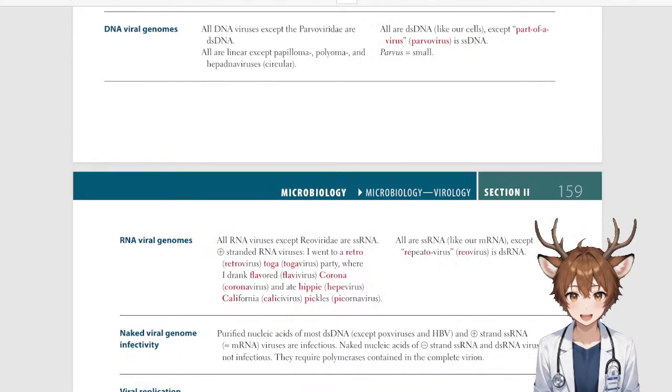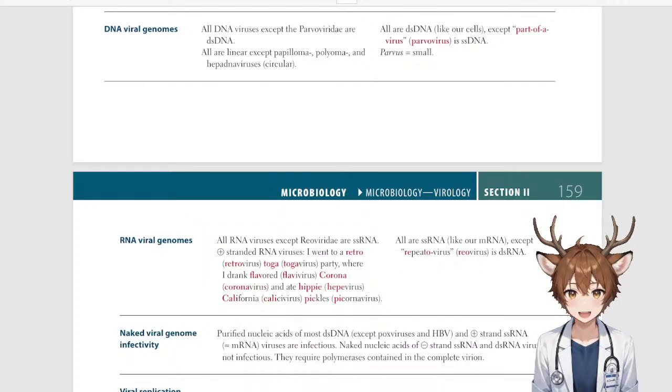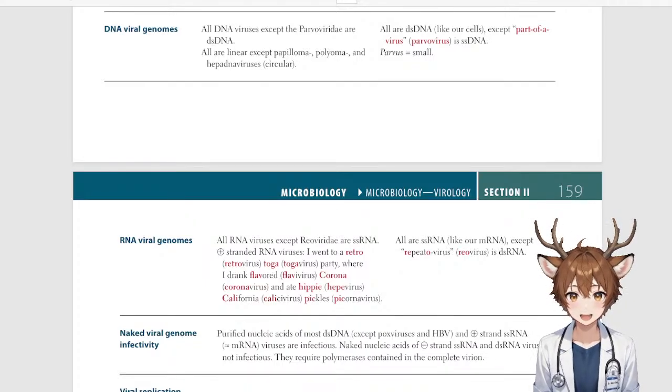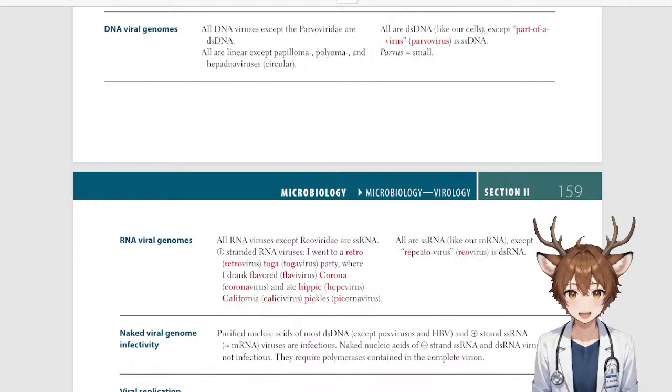So let's talk about the mnemonics. They say "repeat-o-virus" for reovirus. For segmented, it's BOAR, so BOAR for the segmented types. For the negative-sense stranded types: "Always bring polymerase or fail replication." That's not a bad one, not too terrible. And for the positive-sense, they say: "At a retro toga party, I drank flavored Corona and ate hippie California pickles." Whatever, if that's how you remember, that's how you remember, I guess.